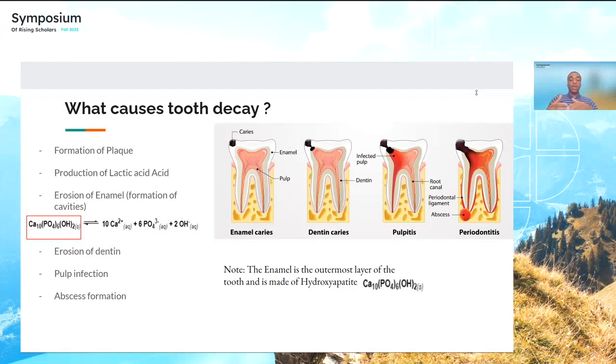This in turn causes the erosion of the enamel, because the increase in lactic acid causes a reduction in the pH level. And so the major component of the enamel, which is the outermost layer of the tooth, hydroxyapatite, decomposes. And so this leads to the erosion of the enamel. And when this happens, it causes oral cavities, which are essentially the holes that you see in teeth that are not taken care of. When this happens, it leads to the erosion of dentin, pulp infection, and eventually, after traveling down the pulp canal, it leads to abscess formation.